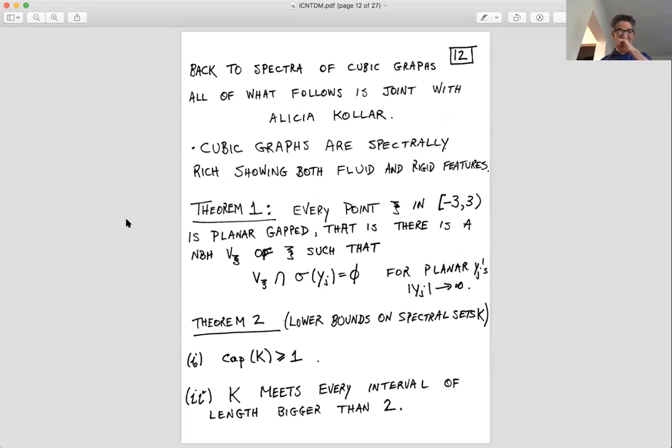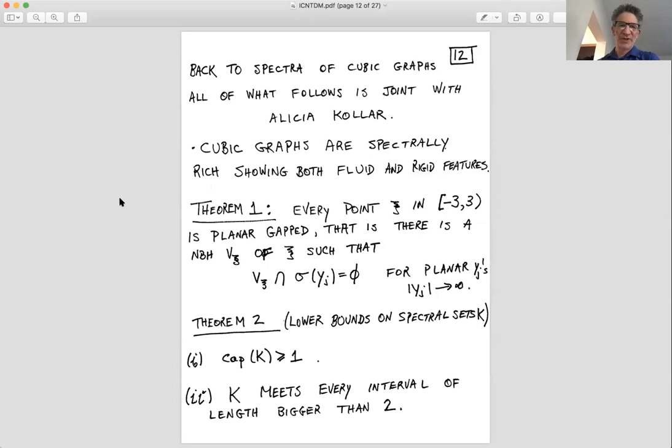Okay, so now back to our question. And I think I have still about 17 minutes. So I'm now going to describe what Alicia Dickenstein and I can do on this problem. I've described the gap at the top and the gap at the bottom. And now we're going to look at gaps anywhere. So the question is, can we create gaps? Are we in a rigid or are we in a fluid situation?